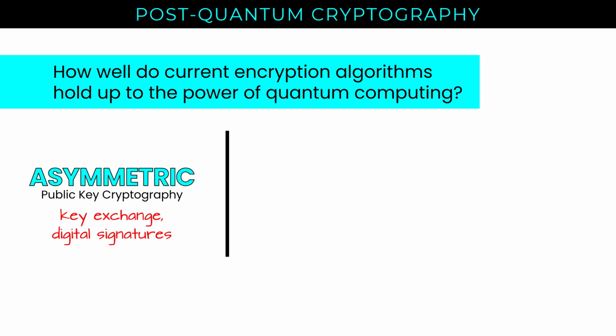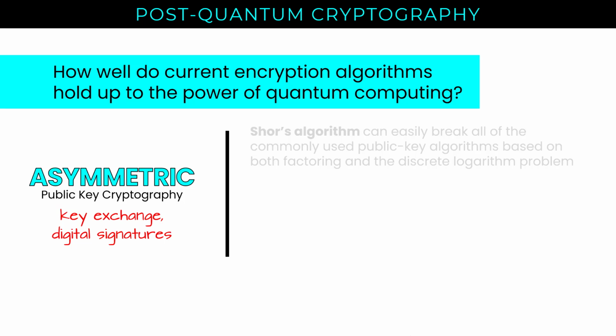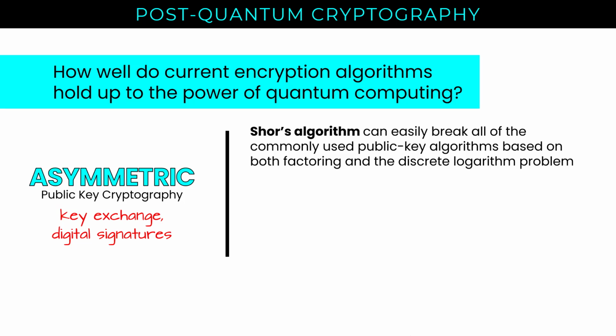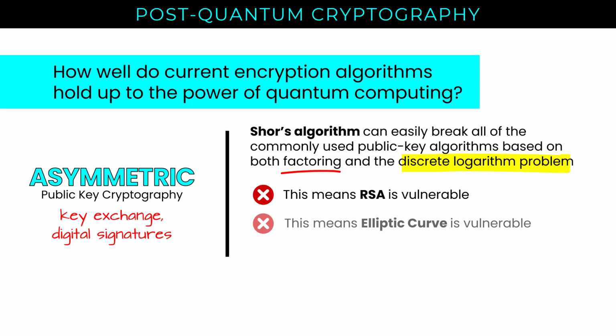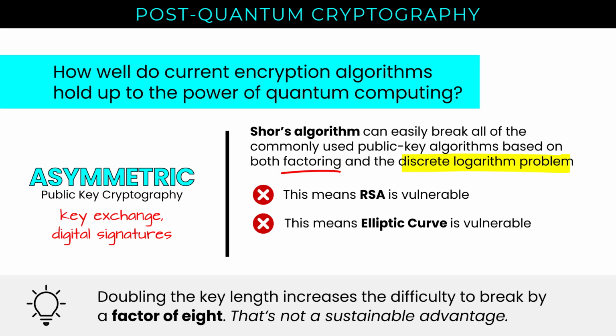So let's talk about asymmetric, so public key cryptography. So on this side, we have Shor's algorithm, which is a quantum algorithm for integer factorization, can easily break all of the commonly used public key algorithms based on both factoring, which means RSA is vulnerable because RSA depends on factoring of large primes, and the discrete logarithm problem, which means that elliptic curve is vulnerable because that's the problem it's based on. So Schneier points out that doubling the key length in the asymmetric scenario increases the difficulty to break by a factor of 8, which is not a sustainable advantage.